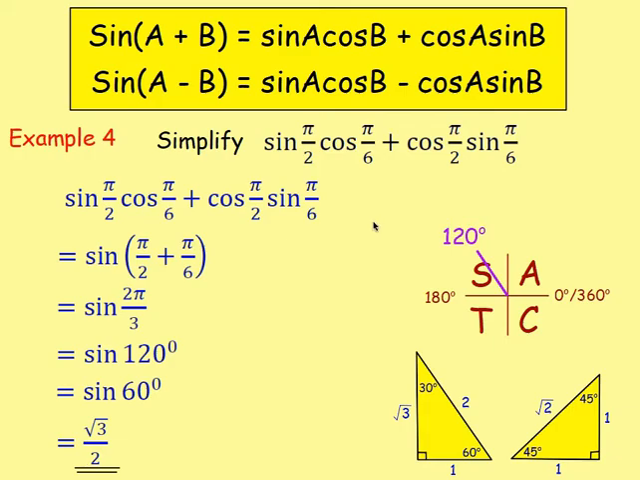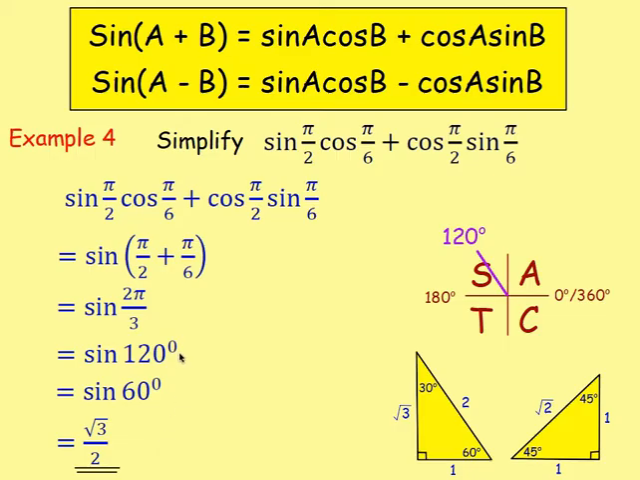Simplifying, we had sine pi over 2 cos pi over 6 plus cos pi over 2 sine pi over 6. Going back the way, we're thinking it's sine cos, cos sine, so we know it's going to be sine of something plus or minus something, and because there's a plus in the middle, well, we know it's going to be sine of something plus something. So we're adding pi over 2 and pi over 6, and we get down to our answer.